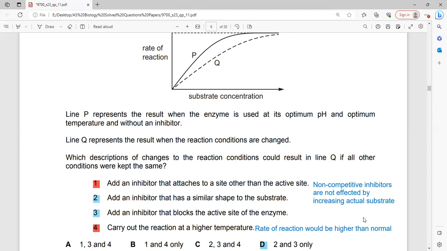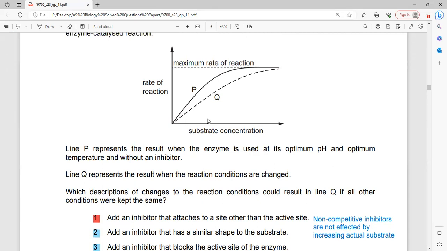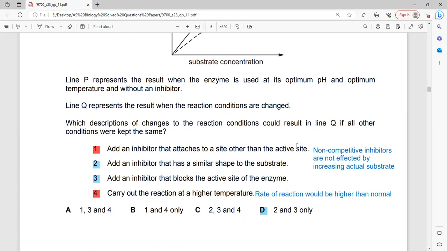An inhibitor that blocks the active site of an enzyme. So if you're adding the inhibitor which is blocking the active site of the enzyme, because it is a competitive inhibitor, it is a correct statement. Number 4, the rate of reaction will be higher than the normal. So if you're increasing the temperature, the rate of reaction will be higher. But when you're increasing the temperature, we're going to see that the rate of reaction is lower. So that's why this is a wrong option. At high temperature, the Q should be above the P. So our correct options will be 2 and 3. That's D, our correct option.